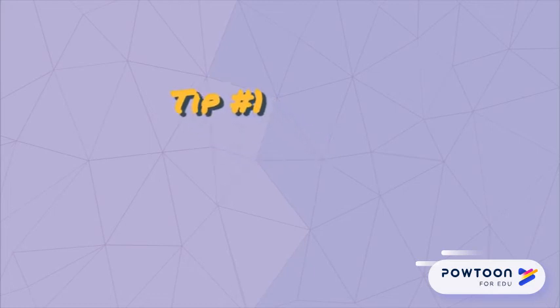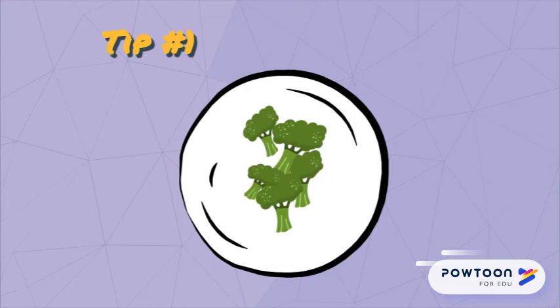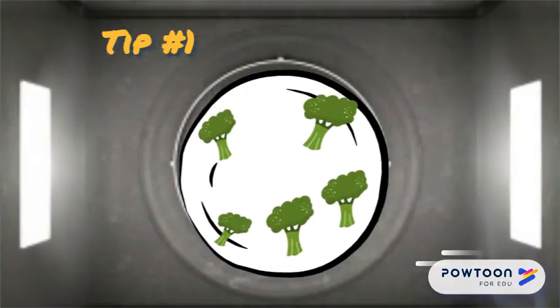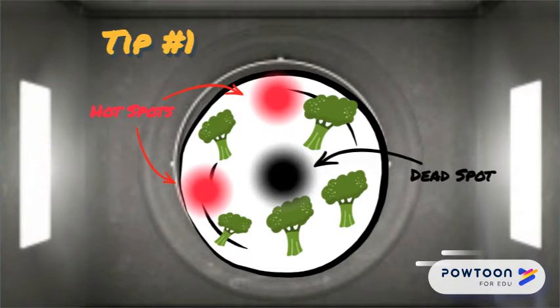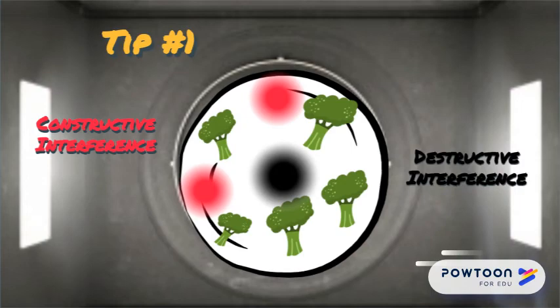Now it's time for some microwave tips. Tip number 1. For the times when you need to heat up a whole plate of food to an even temperature throughout, try spreading your meal evenly around the perimeter of the plate. The average household microwave consists of hot spots and dead spots, where they heat certain areas more or less due to constructive or destructive interference of the microwaves.